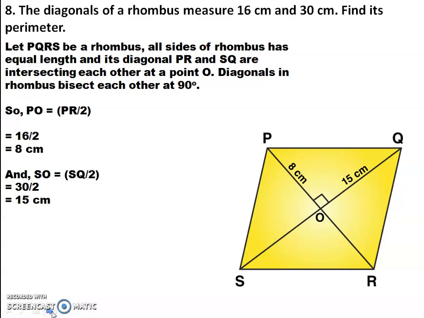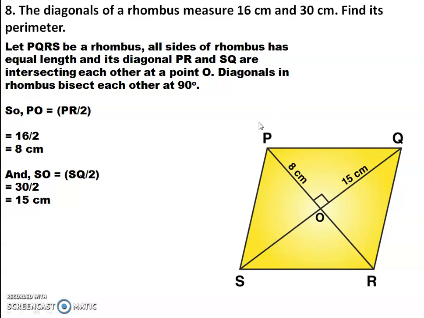The diagonals of a rhombus measure 16 centimeter and 30 centimeter. Find its perimeter. Now tell me, what is a rhombus? Rhombus is a quadrilateral. That is, rhombus is a four-sided polygon having 4 equal sides. That means PQ is equal to QR, QR is equal to RS, RS is equal to PS. Okay, all the 4 sides of a rhombus are equal.